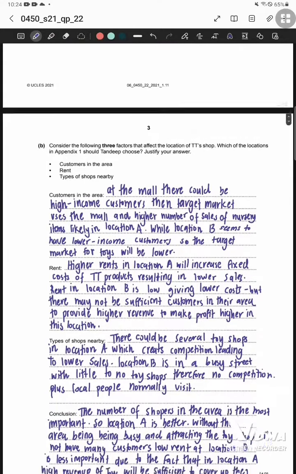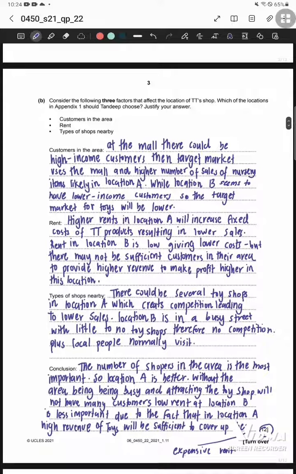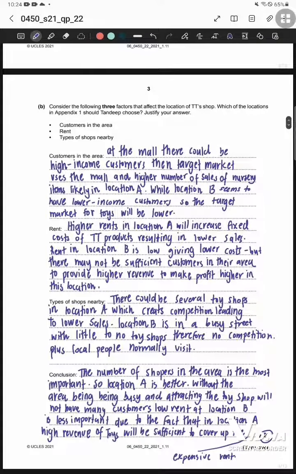Okay, well, this is a long one. Part B, a 12-mark question. I believe each part has 4 marks for each point, plus the conclusion. No, wait, I think not 4. Wait, hold on. Let me check. Maybe the conclusion has fewer marks, so you don't really have to write many points for that one. But it would be good to check.